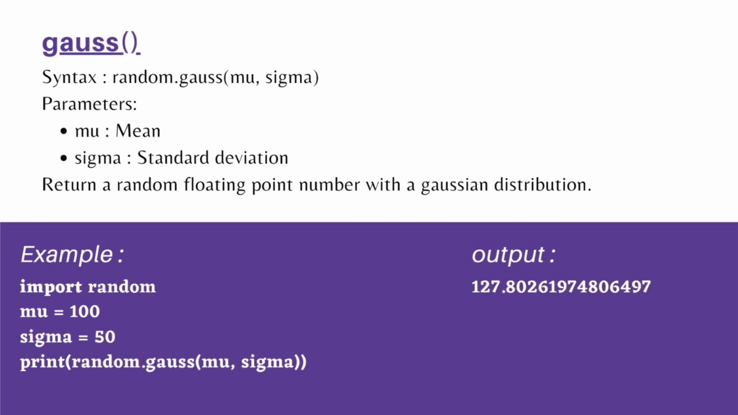Next is gauss. Syntax is random.gauss(mu, sigma). Parameters are mu equals mean, sigma equals standard deviation. Returns a random floating point number with a Gaussian distribution.